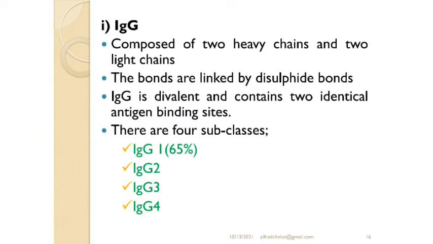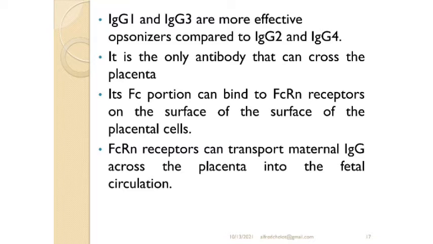Starting with immunoglobulin G, this one is composed of 2 heavy chains and 2 light chains linked by disulfide bonds. This immunoglobulin is divalent and contains 2 identical antigen binding sites. We have 4 subclasses of immunoglobulin G: subclass 1, subclass 2, subclass 3, and subclass 4. Out of the 4 subclasses, immunoglobulin G1 is the most dominant. Immunoglobulin G1 and immunoglobulin G3 are more effective opsonizers compared to their counterparts, immunoglobulin G2 and G4.